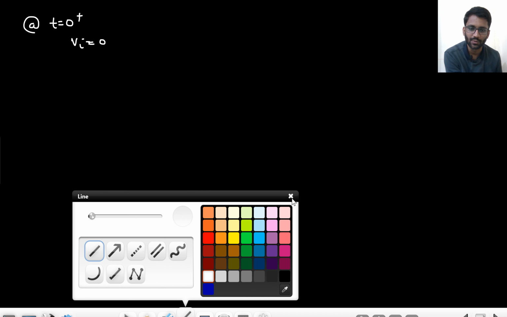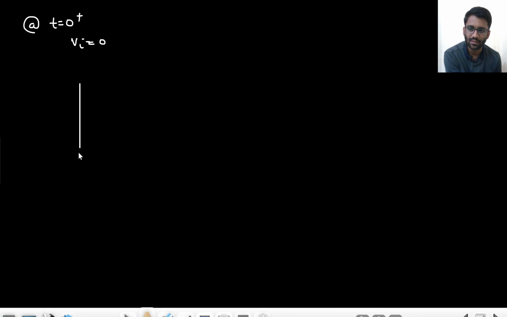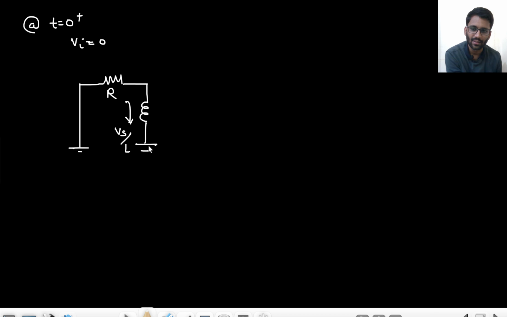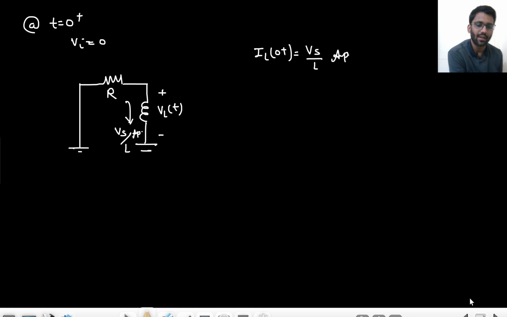So at t equals to 0 plus, what is happening? Input Vin is gone. Input is gone, so the input is shorted. There is this resistance R connected. And now the inductor is having how much current? Tell me. Vs by L, right? Vs by L because of this voltage. So Vs by L ampere current it is having. And this is your VL(t). So IL at 0 plus is what? Vs by L ampere. Are you getting my point?